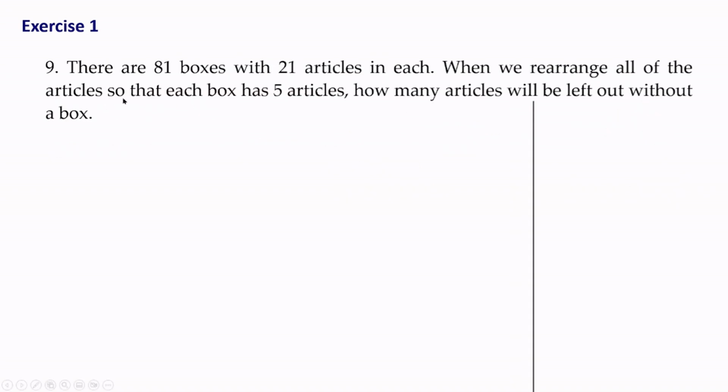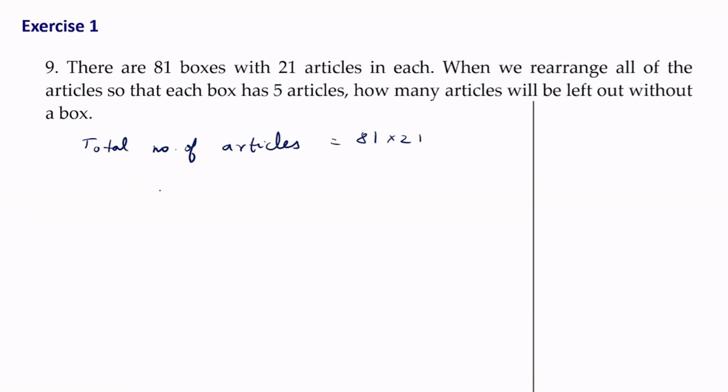The next question: there are 81 boxes with 21 articles in each. When we rearrange all of the articles so that each box has 5 articles, how many articles will be left without a box? Here there are 81 boxes with 21 articles in each, so the total number of articles is 81 into 21. Now we are rearranging them so that each box has 5 articles.